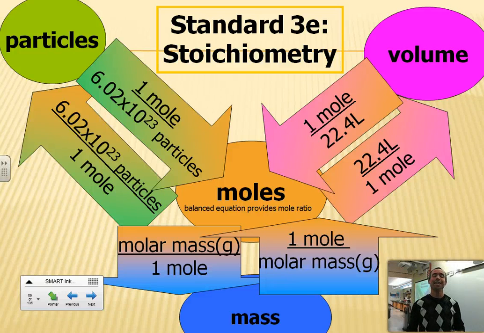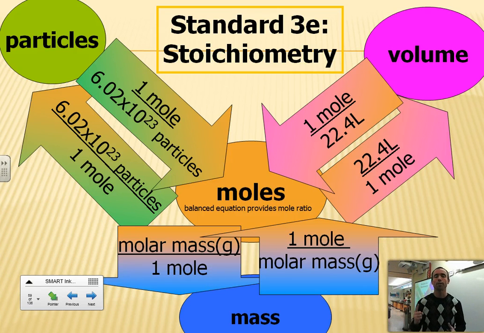Video lesson number 10, stoichiometry. Now, stoichiometry allows us to predict reactant and product quantities in a chemical reaction. So this is a very powerful tool. Now, just to review, we have 4 tools that we have talked about and been using that we're going to use to solve these types of problems and actually utilize in the laboratory.